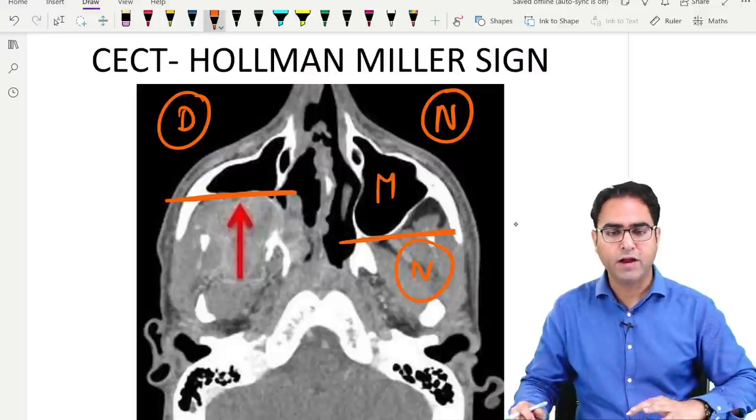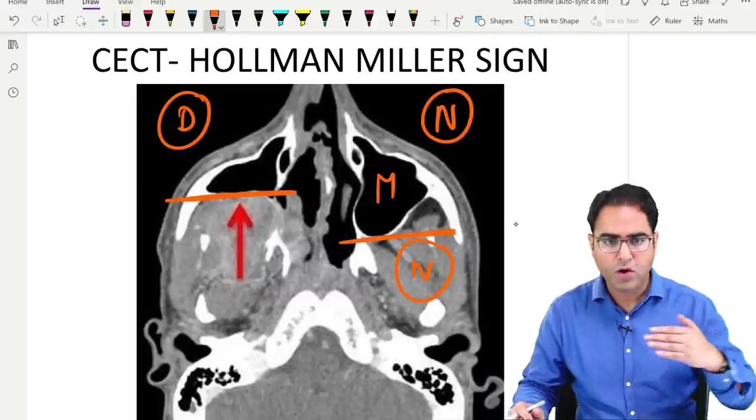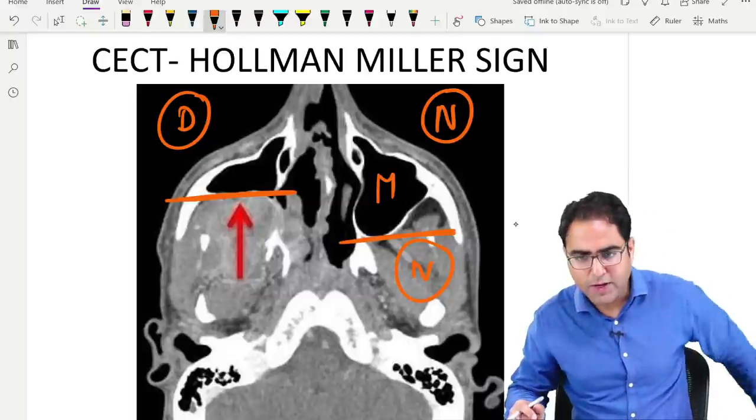Is the radiological sign clear, beta? Can you pick it with the history over there? Okay, fine. Can you see the two sides are not at the same level, beta? Am I clear, beta? Fine.